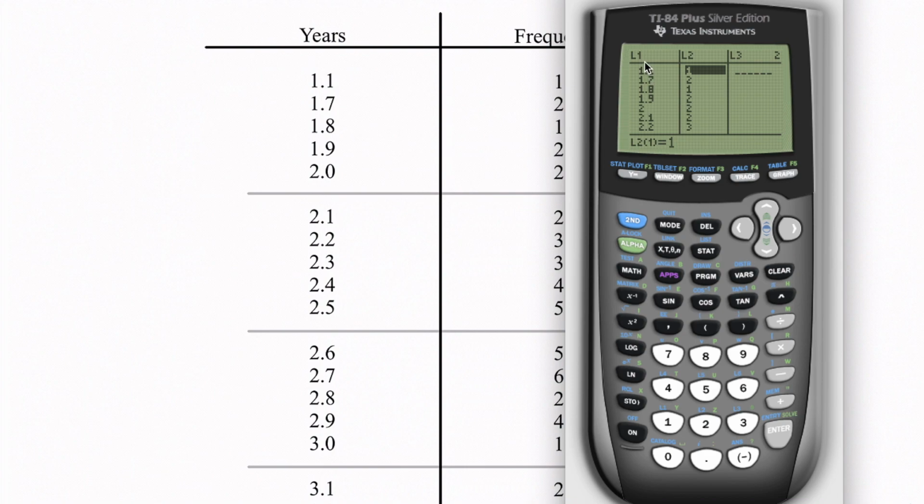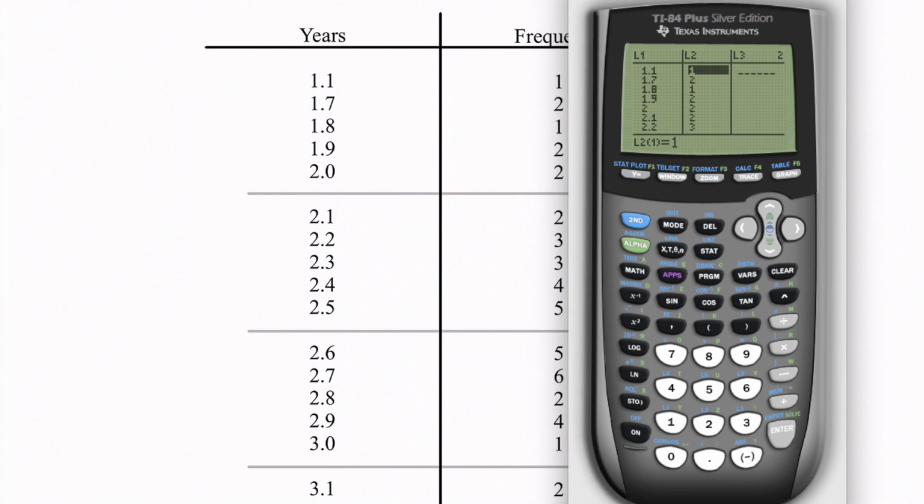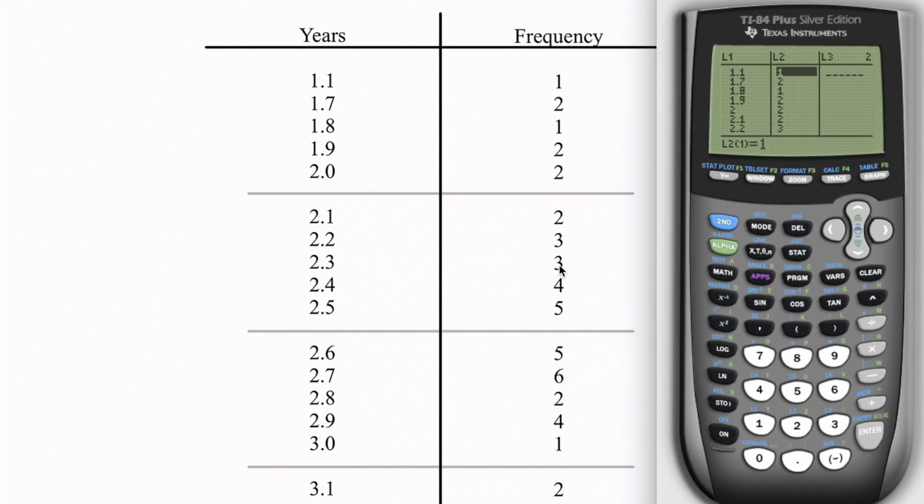Now I've already put in all of these years into my list 1. So I've got all my information already in there, and my frequency, I've already put all of those values into my L2. You just got to be careful that you make sure each one is across from the correct one.